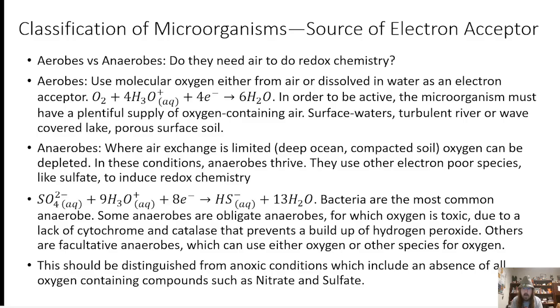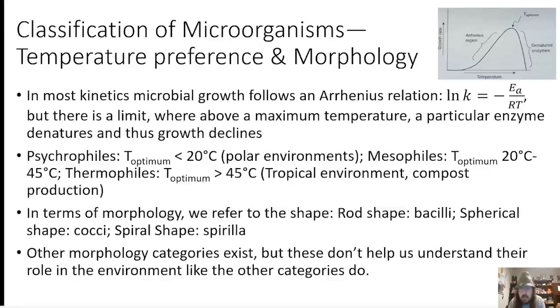But we should distinguish between what's called anoxic and oxic conditions. Anoxic is the absence of all types of oxygen species, such as nitrates, sulfates, and carbonates. So when you don't have inorganic oxygen of any type, carbonate, nitrate, or sulfate, then you're in an anoxic condition, which is different from an anaerobic condition, which just means there's no molecular oxygen. We'll talk about the various species and how they work a little bit later.